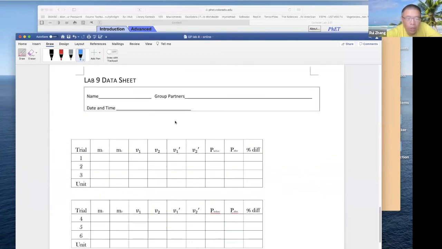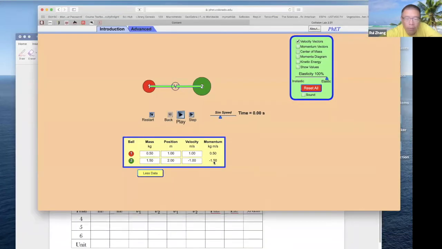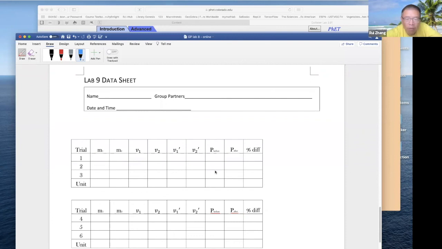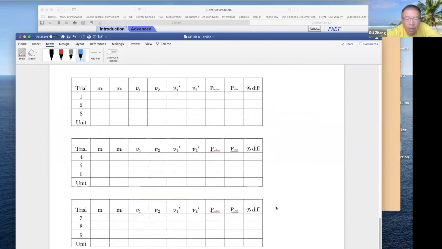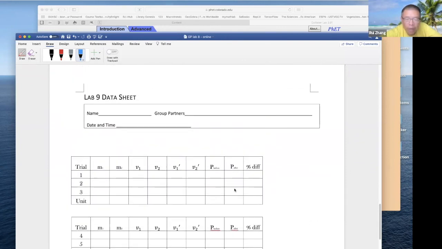Now, what you do here is when you do things, you actually have the mass given, right? You set them up. Sometimes they're equal, sometimes not equal. And then when you change the mass, you can change only one of them, leave the other one the same. And then you get the initial velocities set up, and you get the final velocity given as well. So you have all of these, and then you can go ahead and calculate the momentum. Well, they give you the momentum here, but I want you to calculate them by yourself and show your calculation here somewhere on one of the pages, and then calculate percent difference.